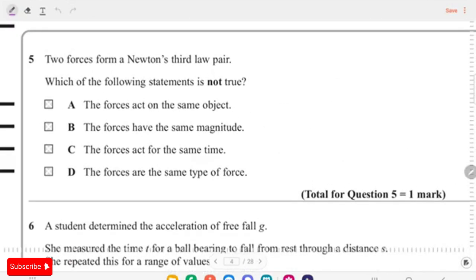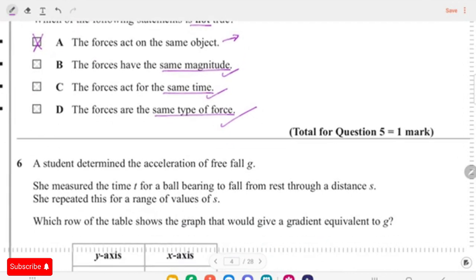Two forces form a Newton's third law pair. Which of the following statements is not correct? So we need to find out the wrong statement. The forces act on the same object. This is actually for Newton's first law pair, okay, or for any kind of pair to be Newton's first law, this was a requirement that the forces must act on the same object. For the third law, the statement was the forces must act on two different objects. So obviously this is the wrong statement. All the other statements are right. They must have the same magnitude, they must act for the same time, and they must be of the same type. So yeah, all the three are correct. Only the same object one is wrong.